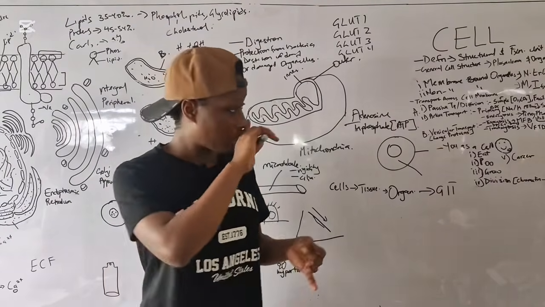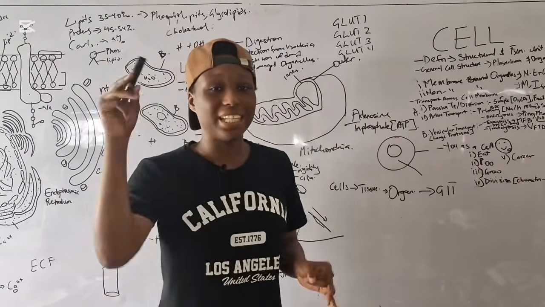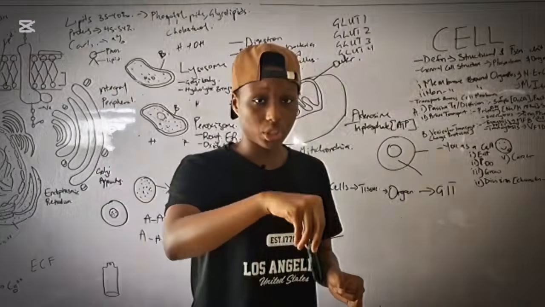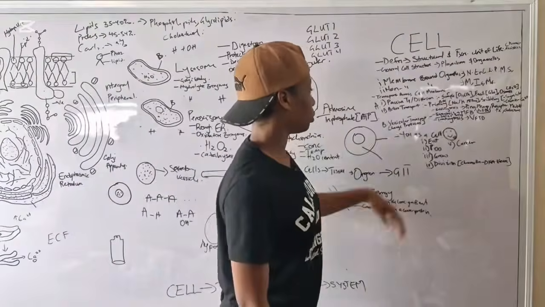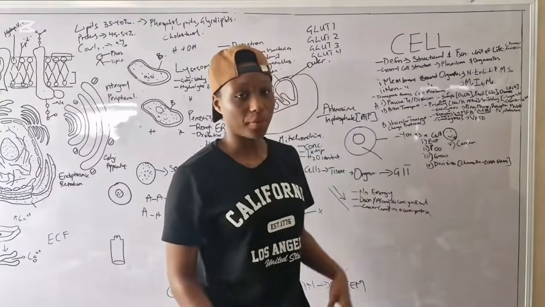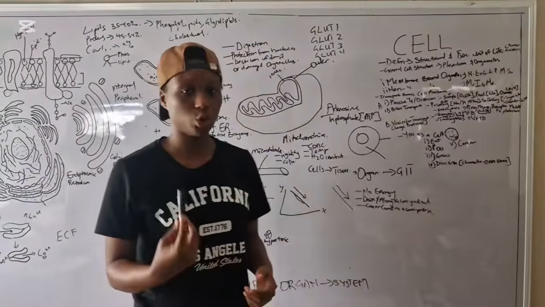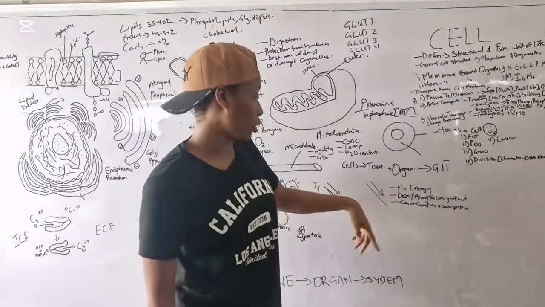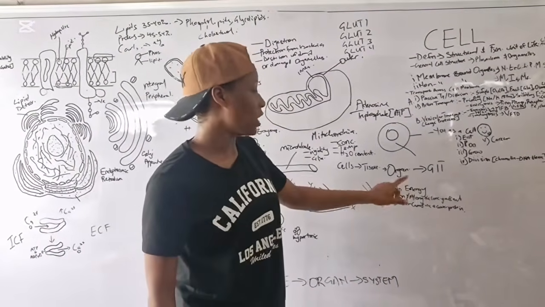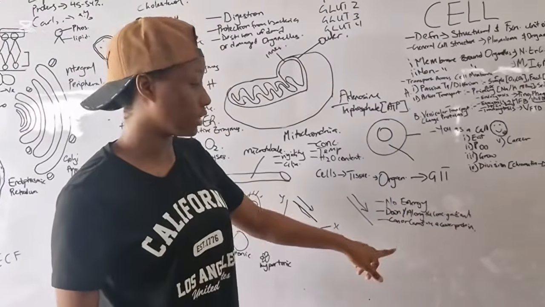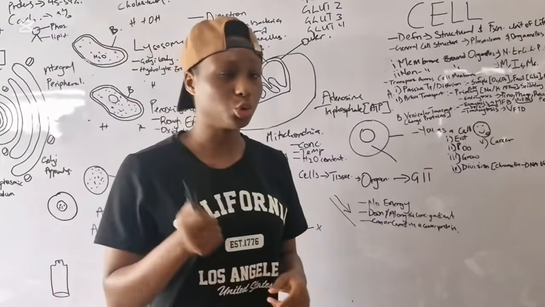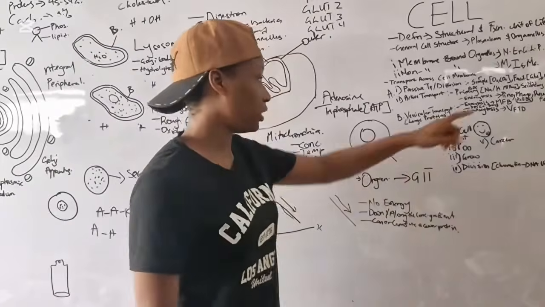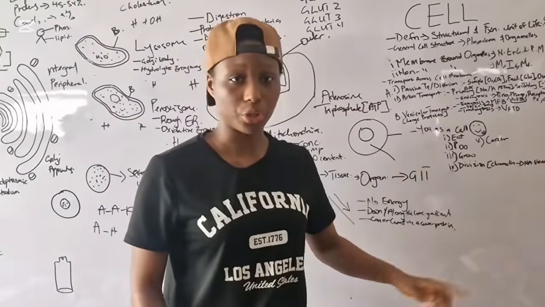Number two, passive transport goes down or along the concentration gradient. The next thing we're going to talk about is facilitated diffusion. Facilitated diffusion has most of the qualities of simple diffusion: no energy is used, and it moves down or along the concentration gradient. But in facilitated diffusion there is use of a carrier protein. That's what distinguishes it from simple diffusion.